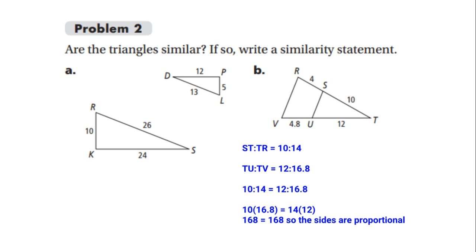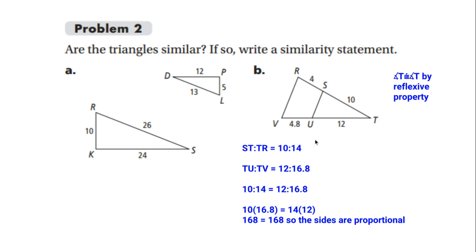We would compare the sides of ST to TR. Notice that ST is 10, TR is 14, because we'd have to add 10 plus 4 to get that. TU compares to TV, so it's 12 to 16.8. Again, to get that 16.8, we simply add the 12 and the 4.8. That gives us the proportion 10 is to 14 as 12 is to 16.8. Using the cross products property, 10 times 16.8 is equal to 14 times 12. Both products are 168, so the sides are in fact proportional.